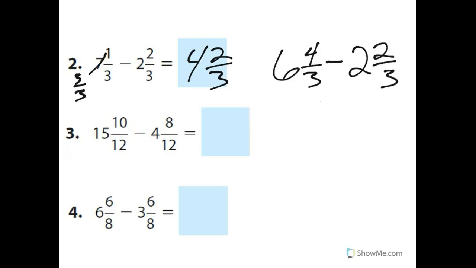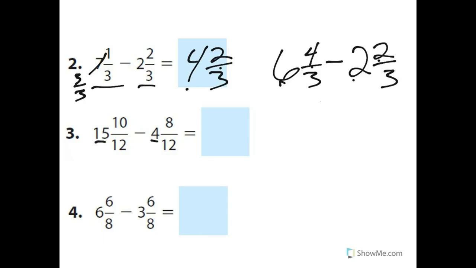Now I can subtract. 6 minus 2 is 4. 4 minus 2 is 2. So you will want to do that if you're dealing with large numbers. Otherwise, you can make them both improper fractions and then simplify at the end. Now, honestly, I like doing this all the time, but I'll show you both ways. All right? Go ahead and solve number 3 on your own, and then we'll go over it.